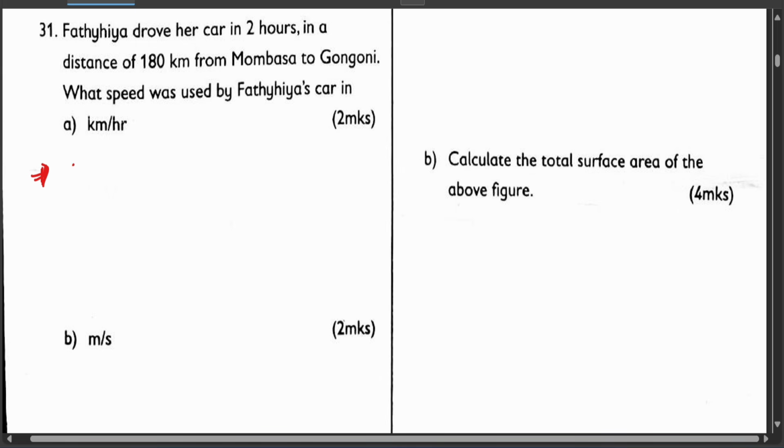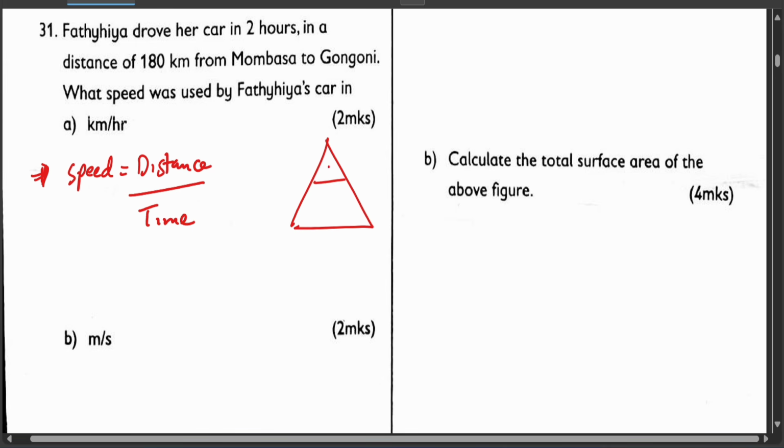Remember, speed is always given by distance over time. So in case kama hii ni triangle yetu ya distance, speed na time, kama tafuta speed ni distance over time. So distance yako umpewa ni 180 kilometers, time ni 2 hours, so therefore 180 divided by 2 gives you 90 kilometers per hour.